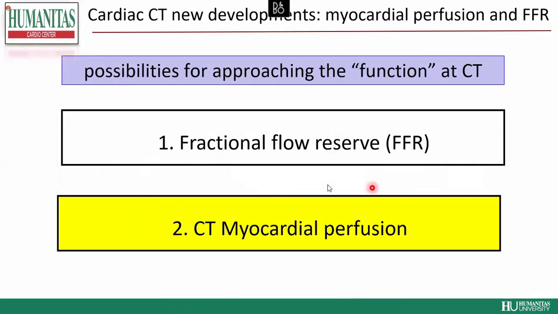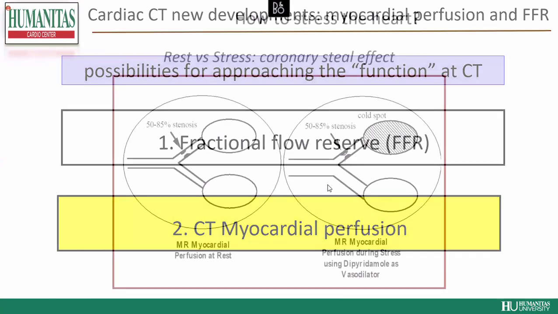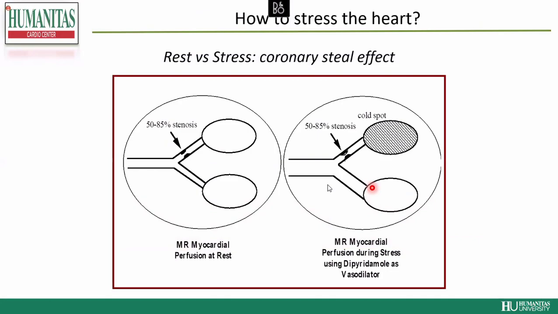This is the third option we have, post-processing. The second option is myocardial perfusion. What is possible, and how can we stress the heart in cardiac CT or MR or in any other tool? Imagine that we have a 50 to 85% stenosis here. In rest condition, the myocardial blood flow is preserved here and here.